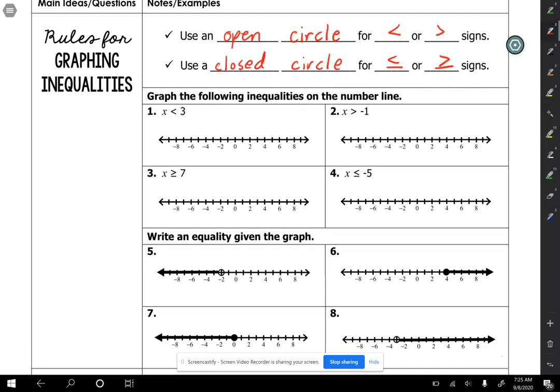So for example, in number 1, it says x is less than 3. So I want to represent that on a number line. Remember, if it's a less than or greater than, if there's no line underneath it, we need an open circle above 3. And the arrow, as long as x is in front, tells me which way to point my arrow.